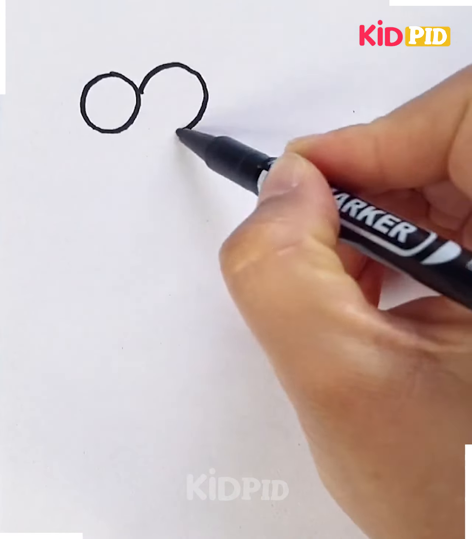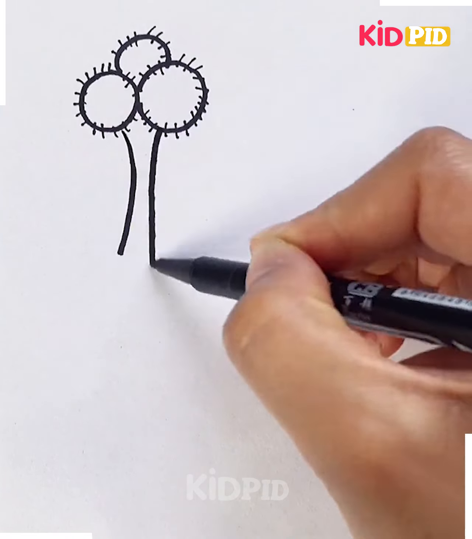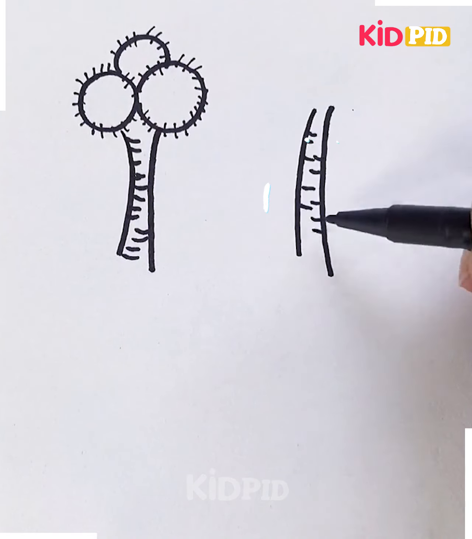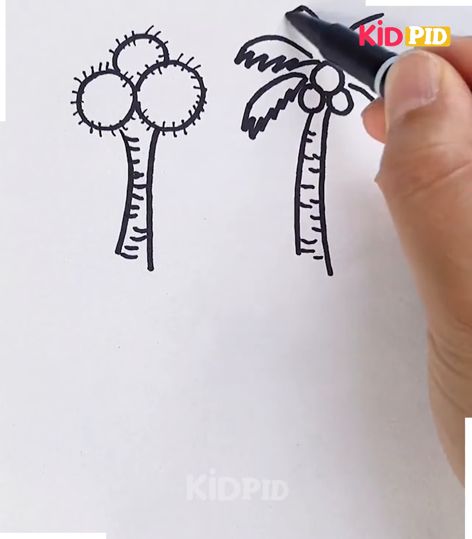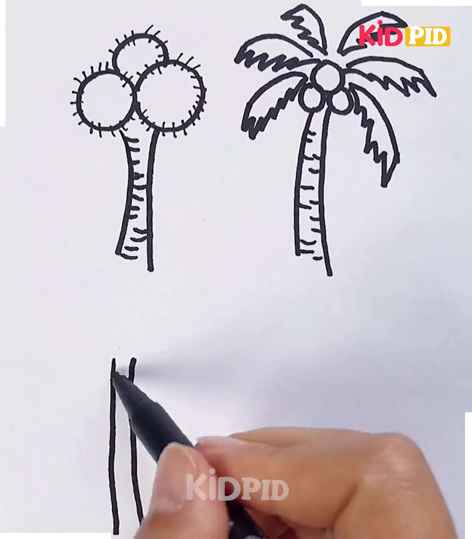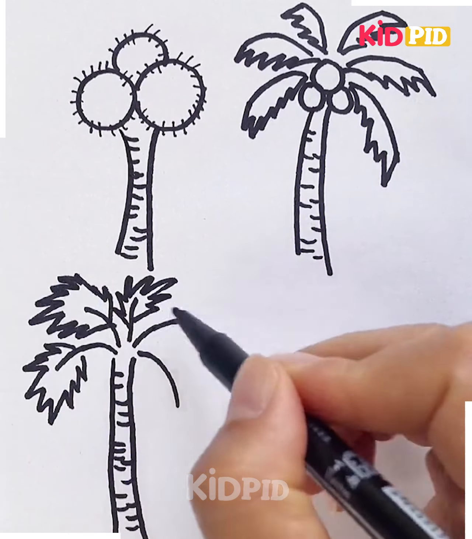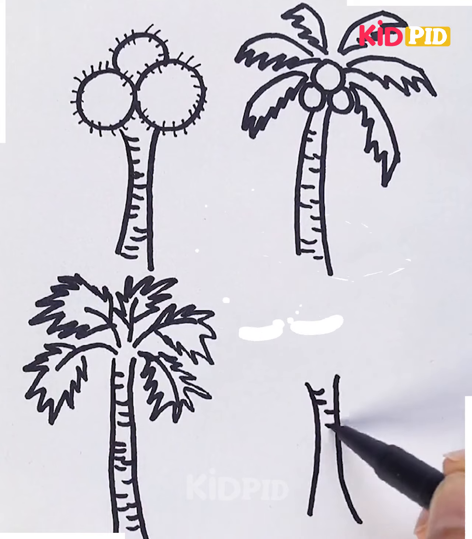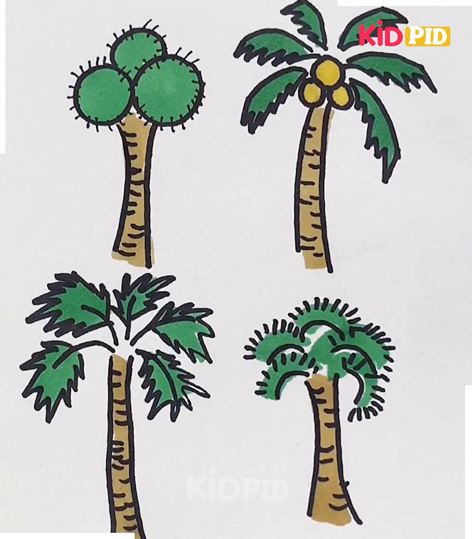Here we will learn how to draw different types of trees. We have got bored drawing the same pattern trees in every scenery in our drawing book. So these are the very easy steps that you can draw different kinds of trees in different sceneries, or you can draw these trees in your drawing notebook. So here this is completed.